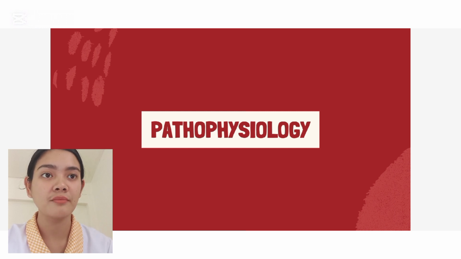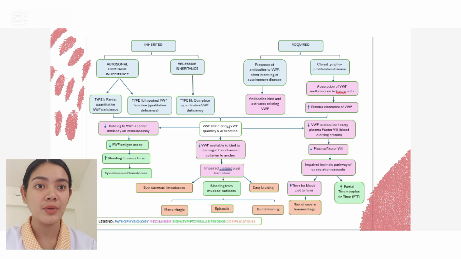So let us now come to the pathophysiology of von Willebrand disease. As we can see here, von Willebrand disease could either be inherited or acquired. I will be discussing the inherited part, while Ms. Daculan will continue to discuss the acquired later.